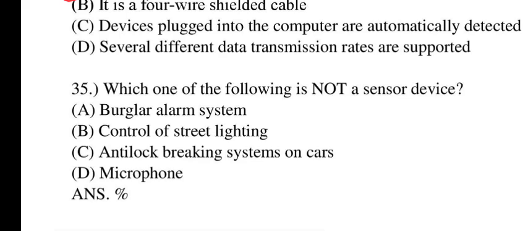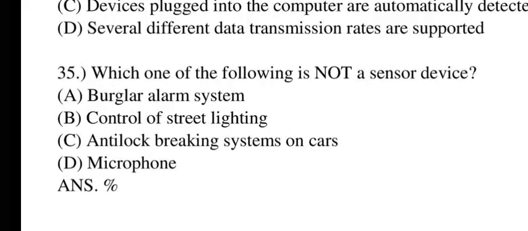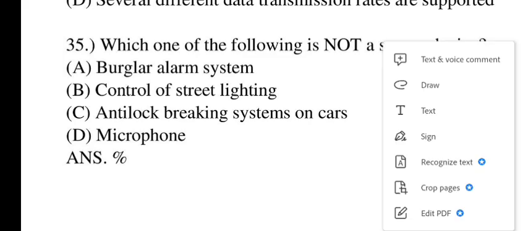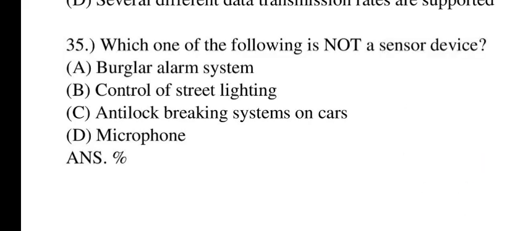So 35 is saying, which one of the following is not a sensor device? ABCD. A, burglar alarm system. B, control of street lighting. C, anti-lock braking system on cars. D, microphone. So this I don't know, so please try to do it by yourself.